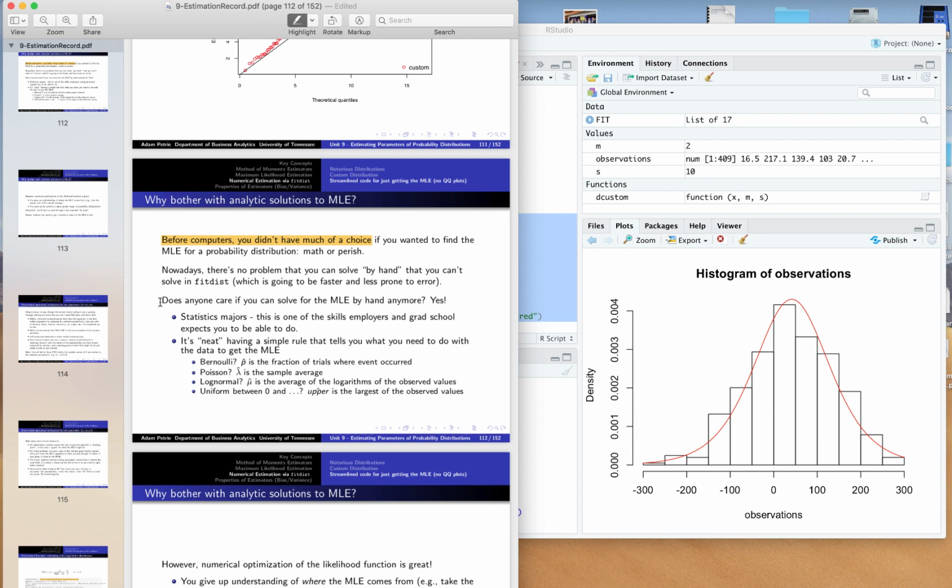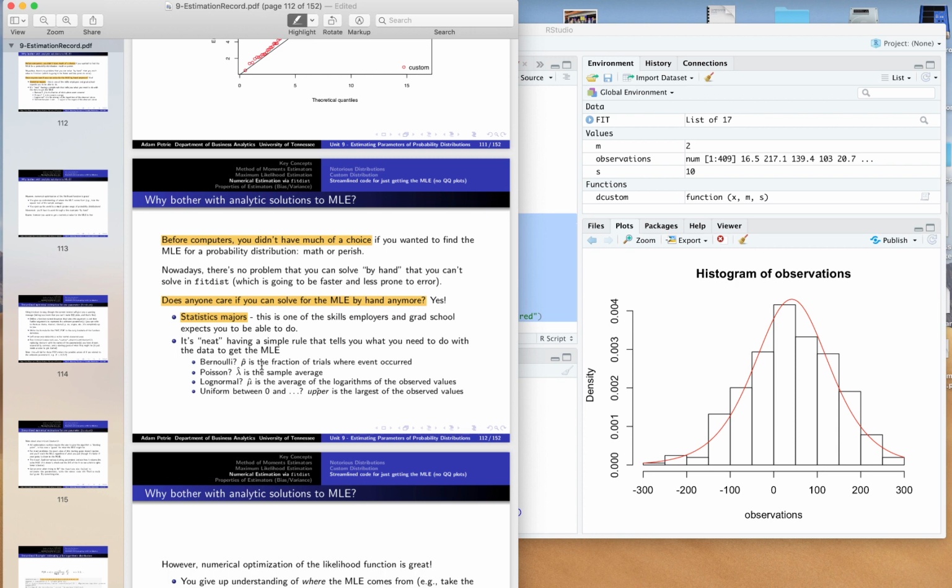So, does anyone care if you solve for the MLE by hand anymore? Unfortunately, the answer is yes, but mostly if you're a statistics major. That's just because it's been done for so long that people expect you to do it. Now, we know better. This really isn't a skill we have to have, because we can come up with the MLEs on a case-by-case basis, no problem. But part of playing the game is making sure we satisfy other people's expectations.